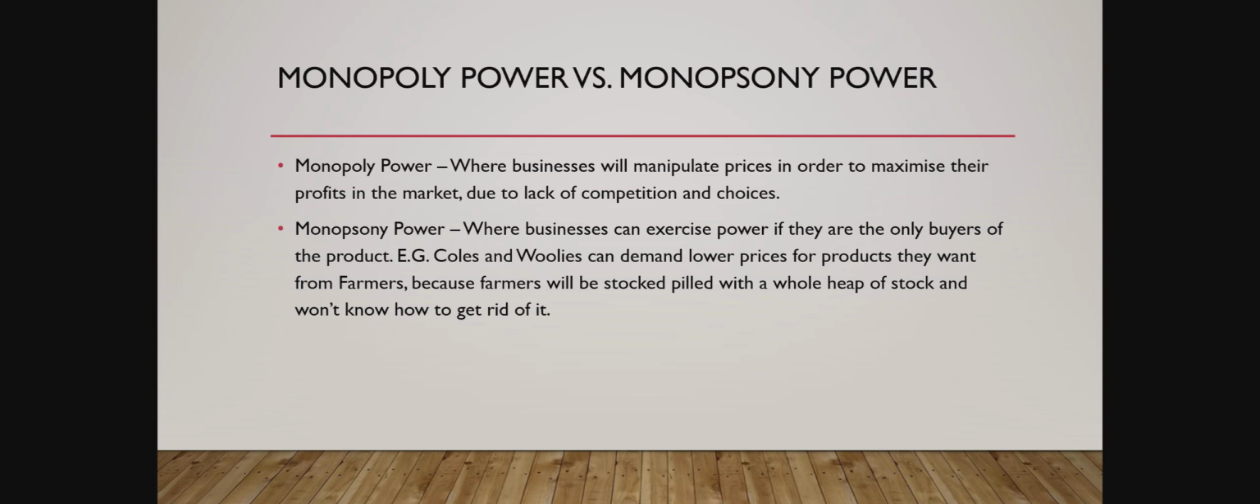So guys, that's everything you need to know about the market structures. One thing we need to cover is just monopoly power versus monopsony power. So monopoly power is what we've already covered. It's where a business can manipulate prices in order to maximize their profits in the market due to the lack of competition or choices. While monopsony power is where businesses can exercise power if they're the only buyers of that product.